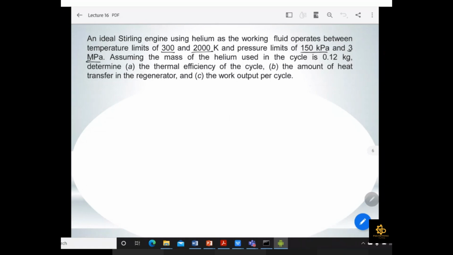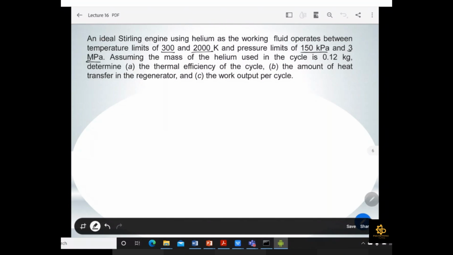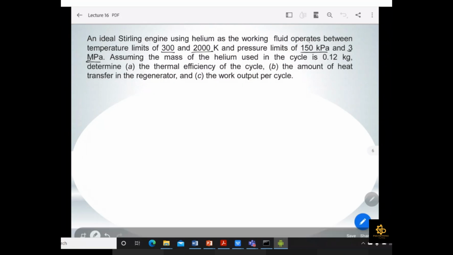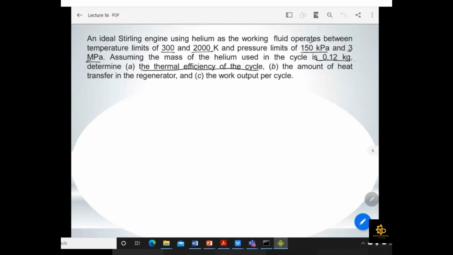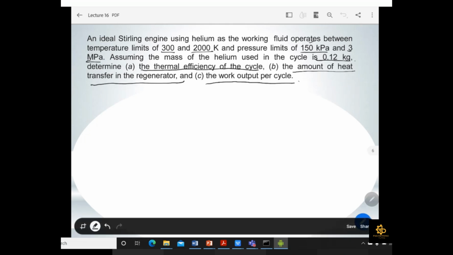So your lowest pressure and highest pressure are given in your question, and from there you can say that the minimum pressure is at point 3, if you correlate with your PV diagram for the Stirling cycle, and the maximum pressure is at point 1. The mass of helium used in the cycle is 0.12 kg. You have to find the thermal efficiency of the cycle, the amount of heat transfer in the regenerator, and the work output per cycle. Note down this data and then get the solutions.